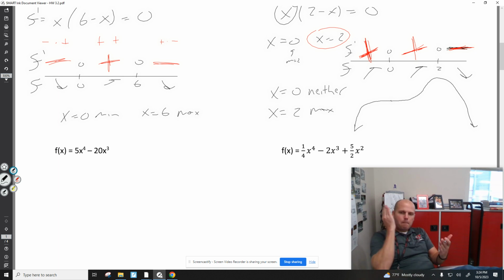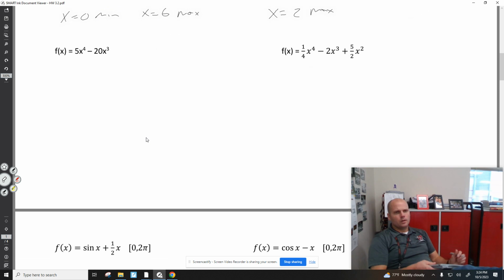Critical points, possible max mins. Boom. There is a critical point that is not a max or a min. Let's keep going. Test points or multiplicities. In the future, multiplicities won't be able to be used all the time. Make sure you're comfortable with your test points, as they always work.